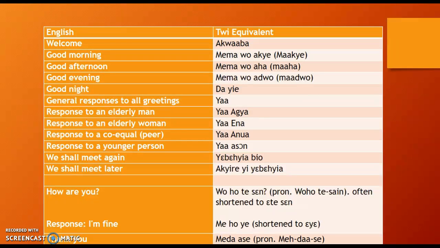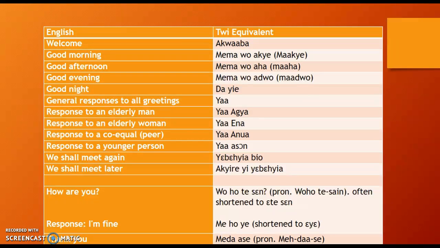So in the afternoon it is Memaawo aha. I'd like you to try to say the short form. Maaha. That's it. If you did, then that's good. Maaha. Good afternoon.